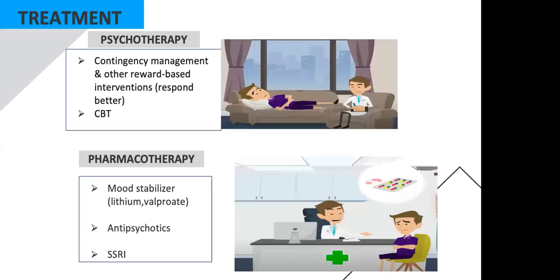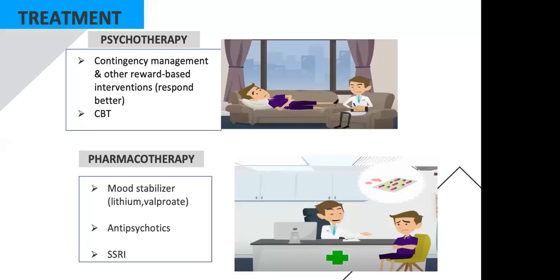Okay, so among the management for this type of personality disorder, first we go on with psychotherapy, where we have contingency management and other reward-based interventions. Contingency management is a therapy where if the patient is able to achieve the target of the treatment, then he or she will be rewarded.